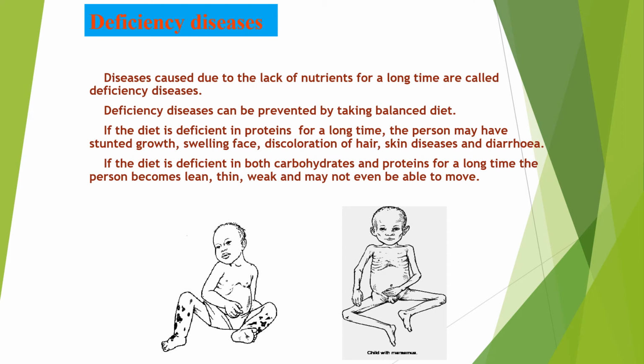What are deficiency diseases? Diseases caused due to lack of nutrients for a long time are called deficiency diseases. Deficiency diseases can be prevented by taking a balanced diet. If the diet is deficient in proteins for a long time, the person may have stunted growth, swelling on face, discoloration of hair, skin diseases and diarrhea. If the diet is deficient in both carbohydrate and protein for a long time, the person may become lean, thin, weak and may not be able to move.